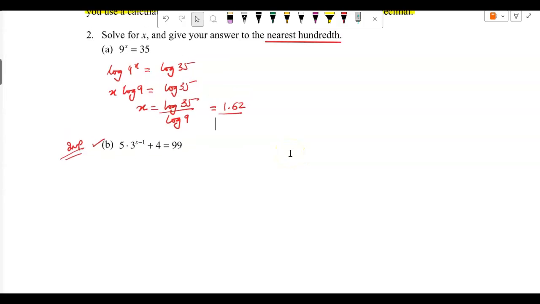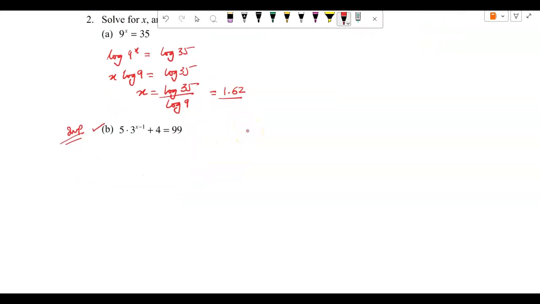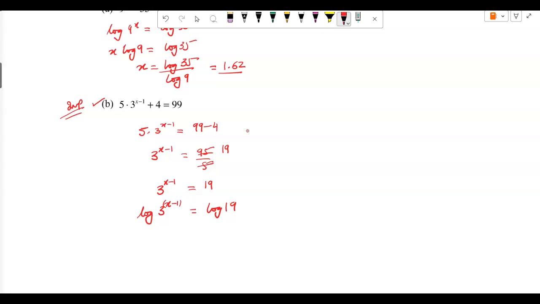Okay, solve for x, nearest hundredth. So first isolate the exponential part. Take the 4 to the right side. 5 times 3 raised to x minus 1 is equal to 95. Divide that by 5, which gives 19. So now 3 raised to x minus 1 is 19. So take logs on both sides. Log of 3 raised to x minus 1 is equal to log 19.